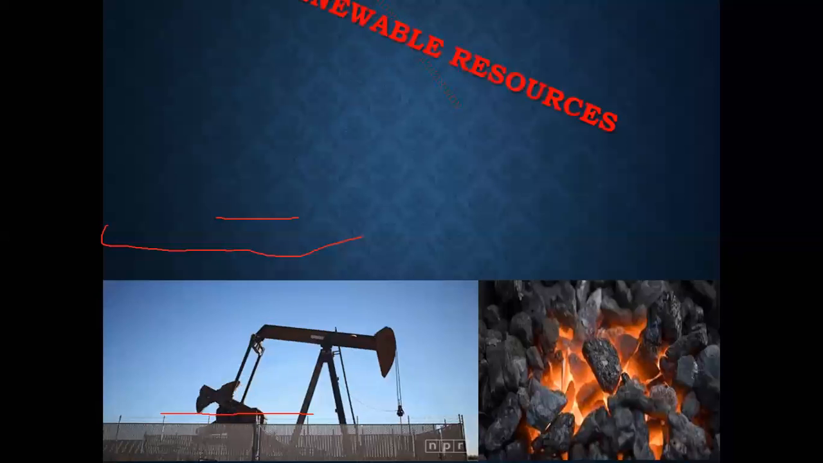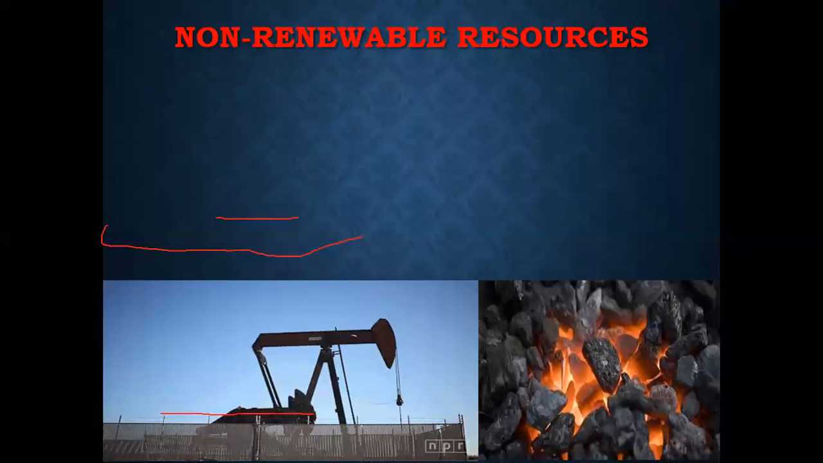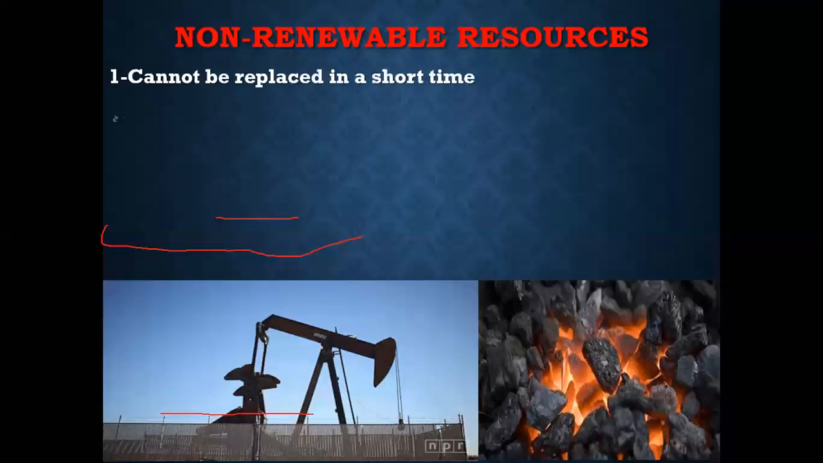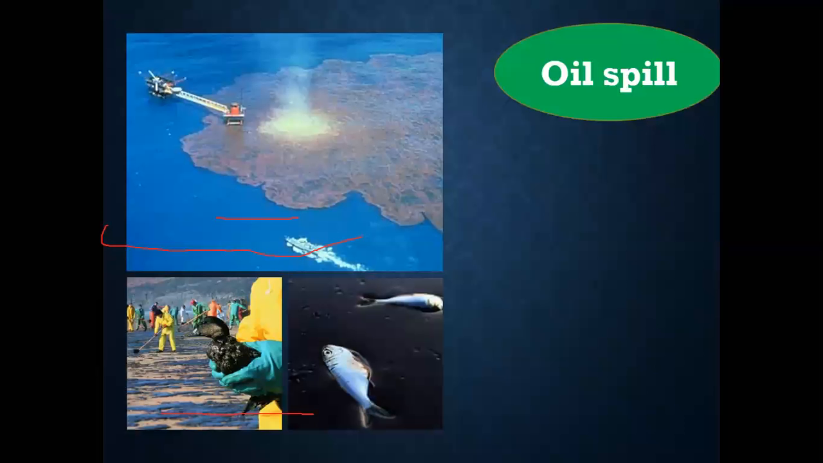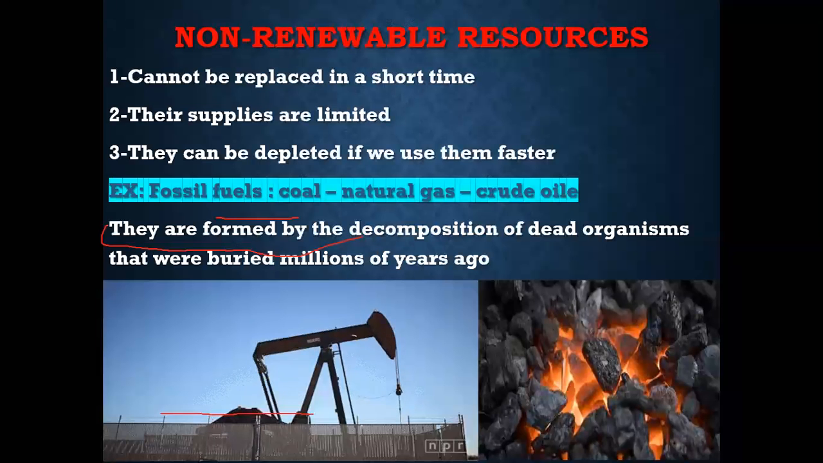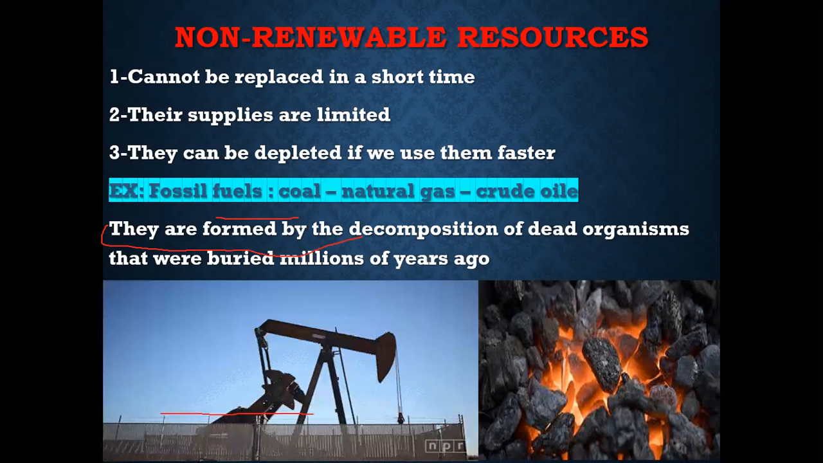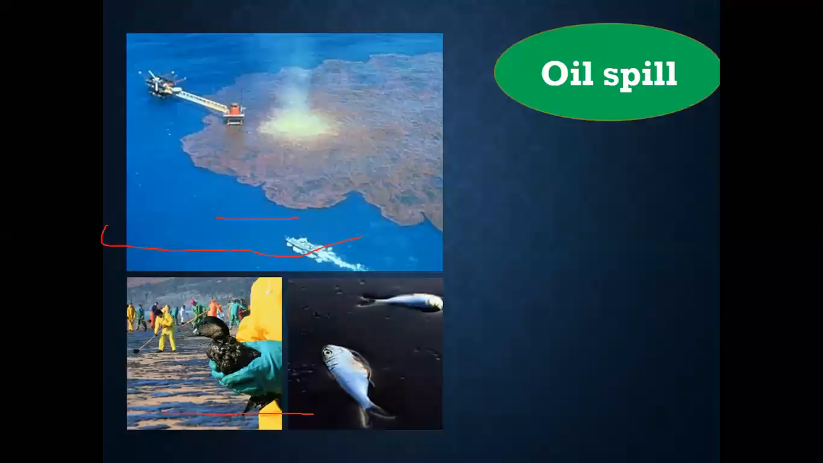Okay. Now, non-renewable resources. We were speaking about them before, last week, right? Like oil and coal. They also can make some pollution, but here we are not talking about air pollution. We will speak about water pollution by oil spill. Anyone know what is oil spill?